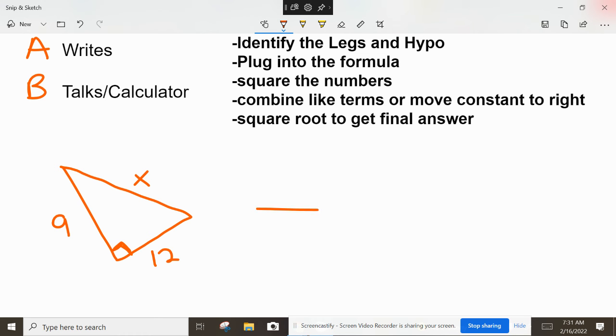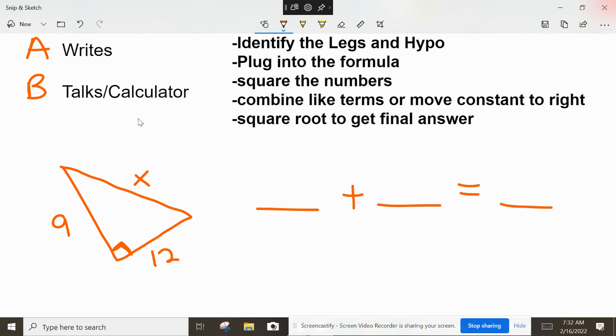A, I would also like you to write this. You're going to see this later on your activity. All right? So now A, you've written this all down. I would like you to look at B and say, what do I do? B, I would like you to say these things. So, well, if you get lost, identify the legs and the hypotenuse. I would like you to even point out leg, hypotenuse, and then plug it into the formula. Tell me where these things go, or tell your partner where things go.